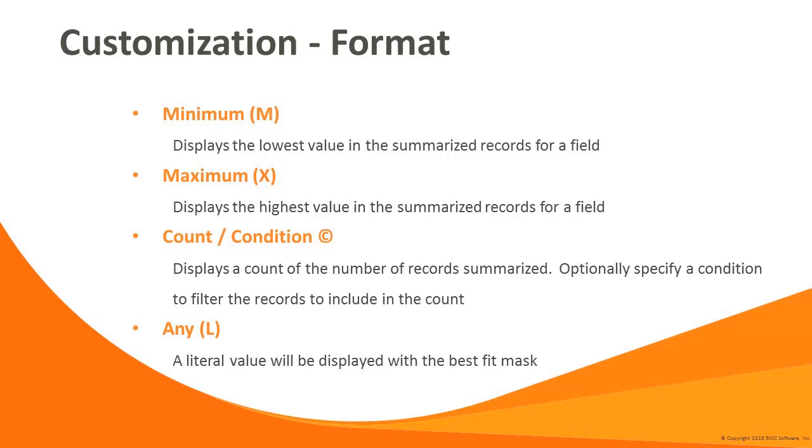summarized records. The Any summarization type is used for literal fields and displays a best fit mask for the values in the summarized fields. If you don't remember what these different summarization types are, you can always use F1 with your cursor in the field for an explanation of these values.